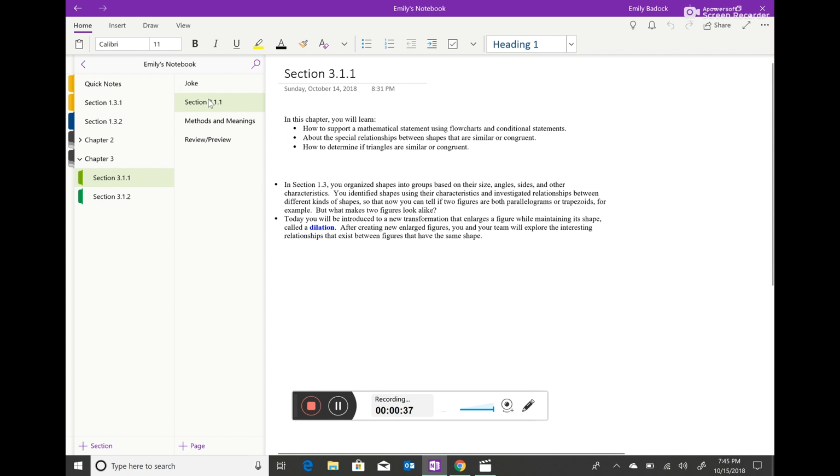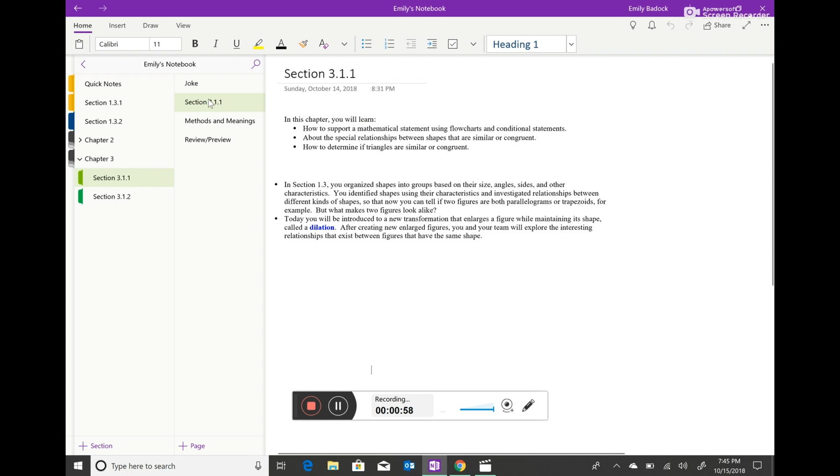Alrighty, so in this chapter, not just a section, but in the chapter, you will learn how to support mathematical statements using flowcharts and conditional statements. Remember, you learned what a conditional statement was last chapter. You will learn about the special relationships between shapes that are similar or congruent. And then you will learn how to determine if triangles are similar or congruent.